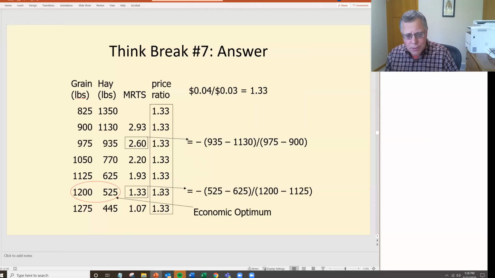You can change the price ratio, but you can see how this would work out. Calculate this MRTS, that slope of the isoquant in delta form, and then you have the price ratio. Where are those two equal? And you find it in the table. That gives you a sense of how to calculate the economic optimum. It's 1,200 pounds of grain and 525 pounds of hay.